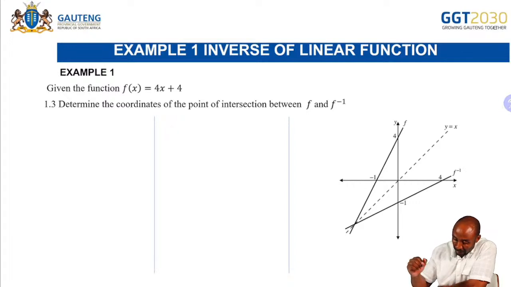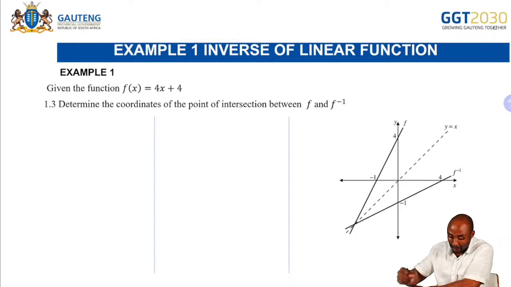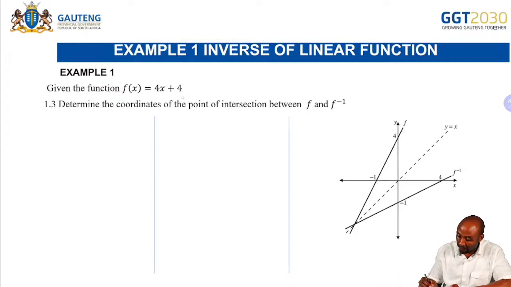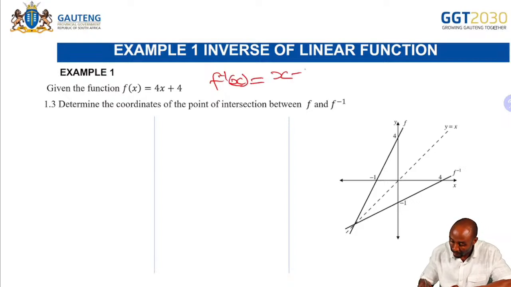Let me do this. Let's answer 1.3 first. I will do the summary at the end. It says determine the coordinates of the point of intersection between f and f inverse. We have the equations. That's our f. Our f inverse x, we got the equation as x minus 4 over 4.